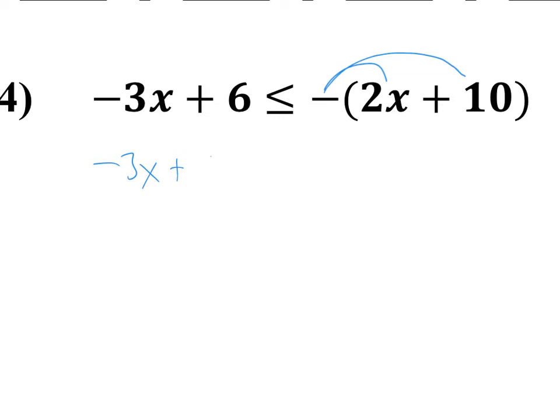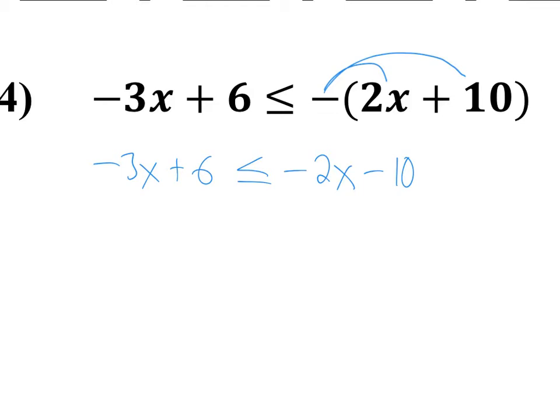So I'm just going to write the rest of the problem. Negative 3x plus 6 is less than or equal to. What is negative times 2x? Well, that's going to be negative 2x, or negative 1 times 2x, that is. Negative times positive 10 is negative 10. All right, sounds good. And again, anything else to distribute? No. Any like terms to combine? No. If we had like minus 4 over here, these would be like terms. We would combine them, right? But we do not have any like terms.